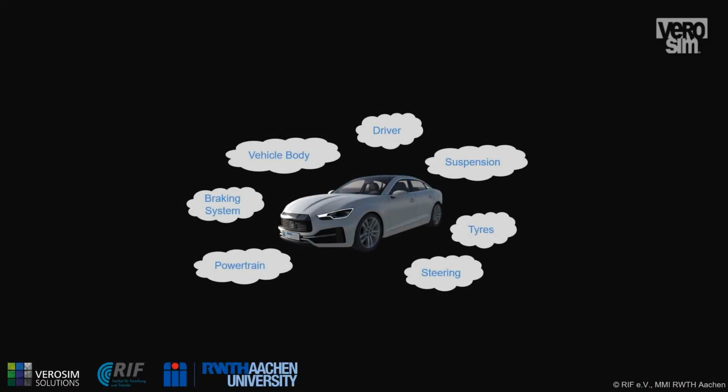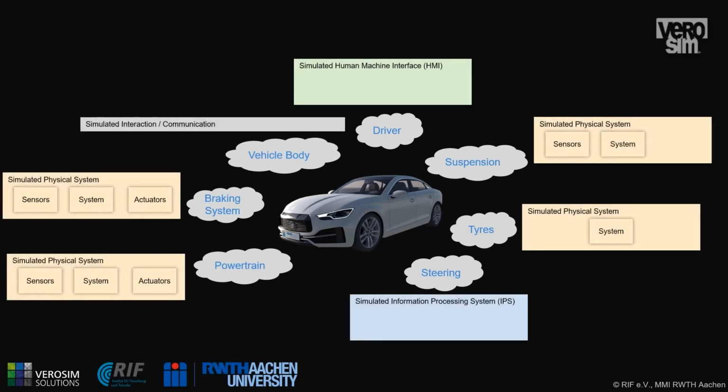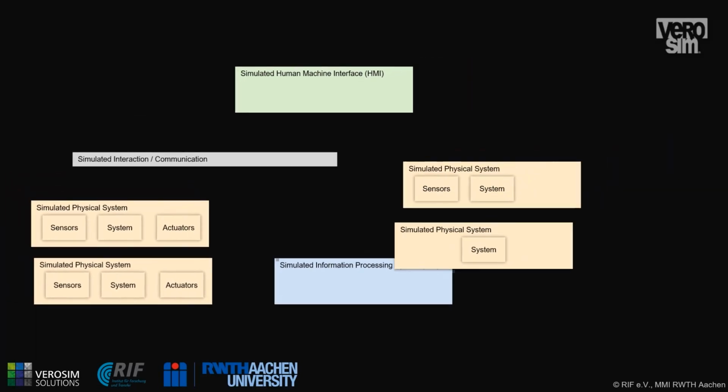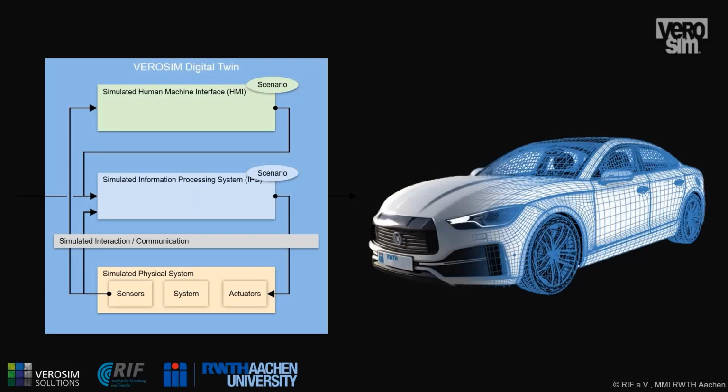Taking a look at the real vehicle, it comprises various components to be modeled appropriately. Therefore, a digital twin comprises and takes care of the simulated physical system, the simulated information processing system, as well as the simulated communication infrastructure and HMI. Fusing all of these components into a single representation, which is the VEROSIM digital twin, we achieve a one-to-one representation of the real twin of the real vehicle.